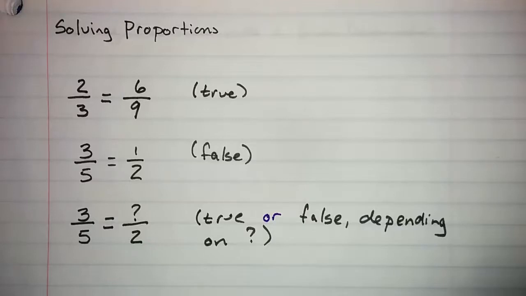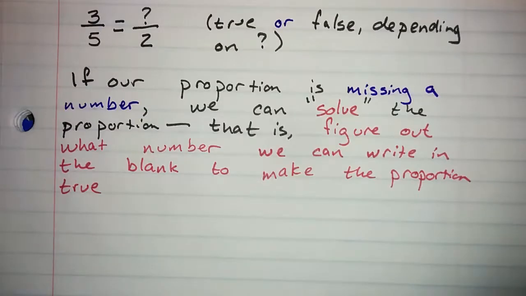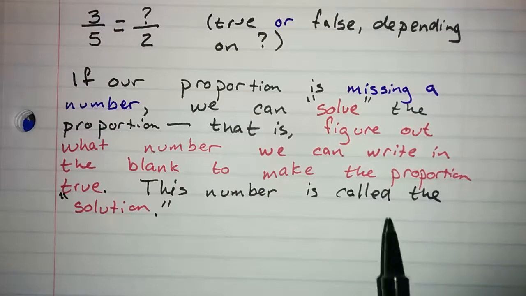And that process of finding out what number goes in the blank is referred to as solving. If our proportion is missing a number, we can solve the proportion. We can figure out what number needs to go in the blank in order to make the proportion true. And that number, the one that can go in the blank to make the proportion true, that's called the solution to the proportion.